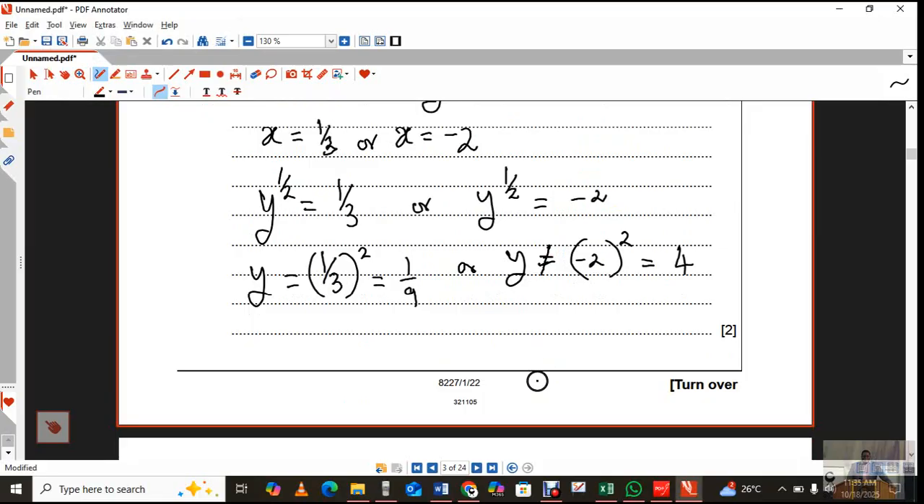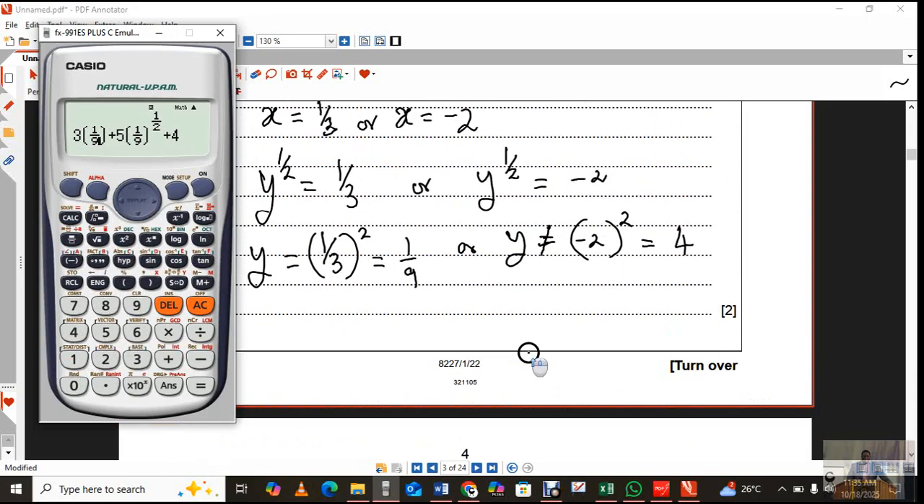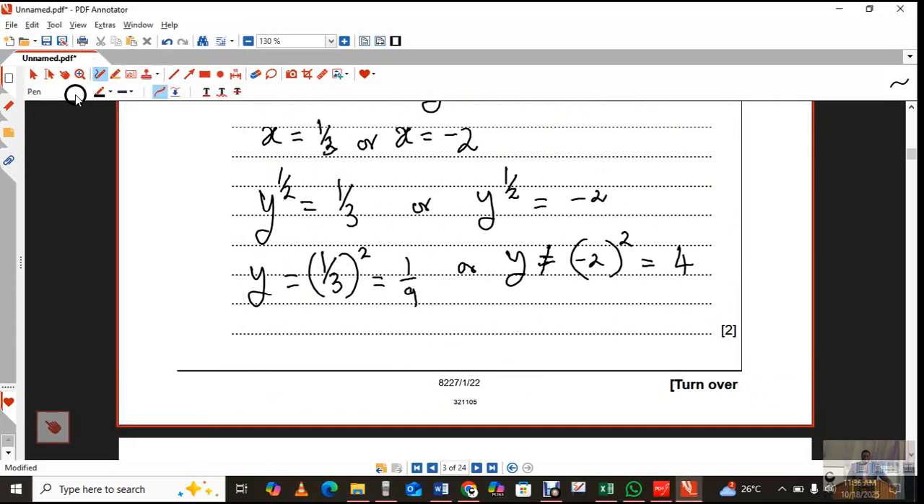What about 1/9? Now, let's see. I'm just going to go back and put 1/9 where I inputted 4 before, and see if this answer will equal 6, because it's supposed to equal the right hand side. Hit enter, you get 6. That tells me that 1/9 is the only solution. Very important that you deal with that. So therefore y equals 1/9. This is the only solution. Take note of it.